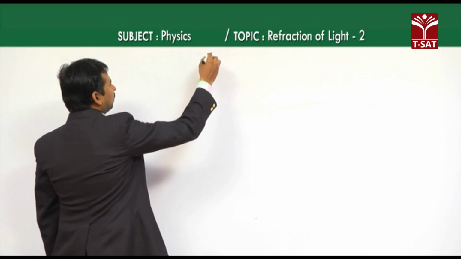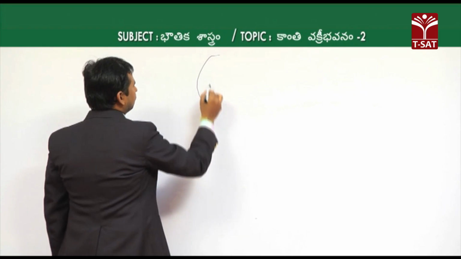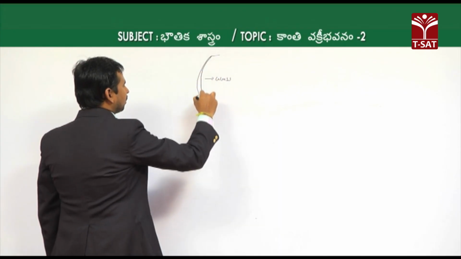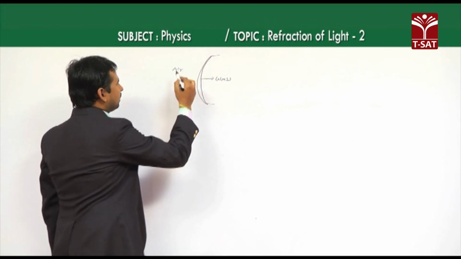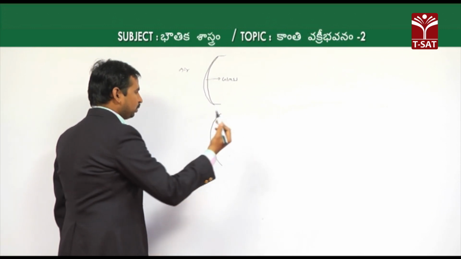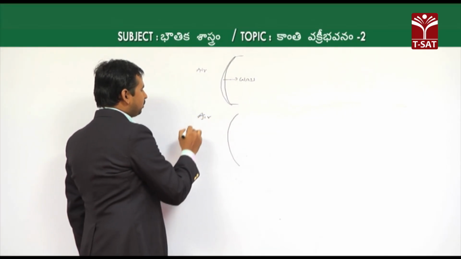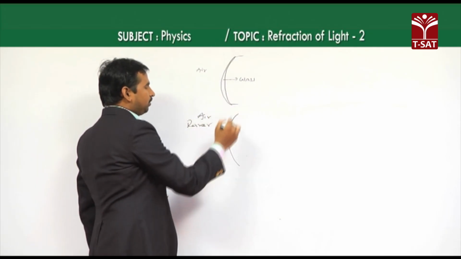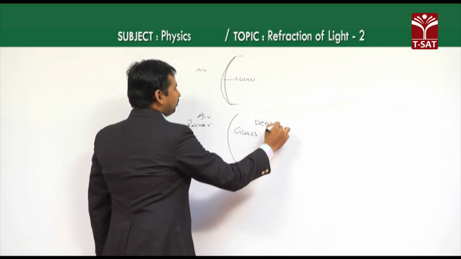When you take a convex lens like this, this side part is glass, and here we have air. Whenever there is a change in the medium, for example at this curved surface, to our left side we have air, which is taken as a rarer medium, whereas on the other side, this part, we have glass, which is taken as a denser medium.